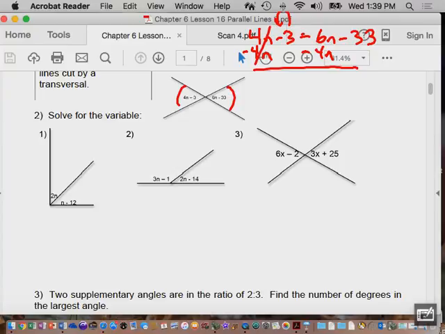All right, what kind of 3 is that, everybody? Negative. So negative 3 equals 6n minus 4n, 2n, and then minus 33. Now, I got the letters on one side, I gotta get the numbers, so I'm gonna add 33 now.